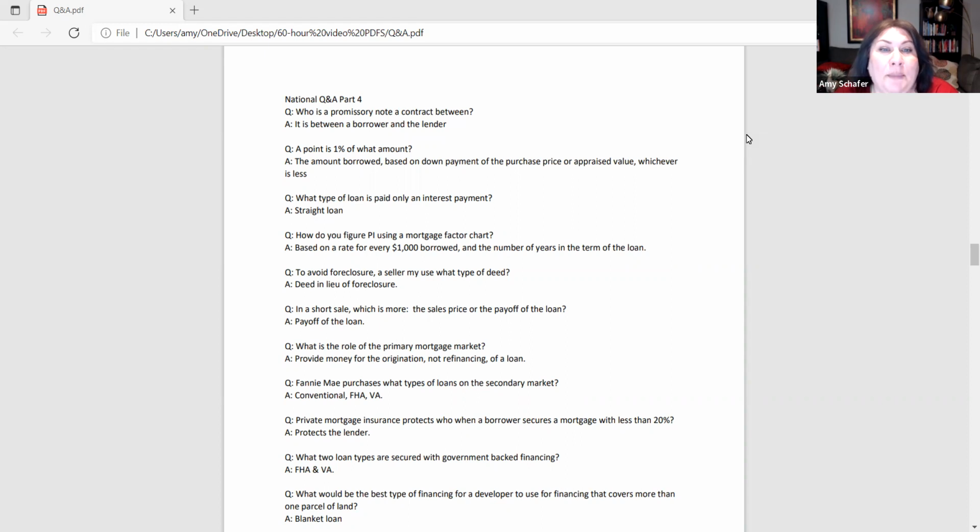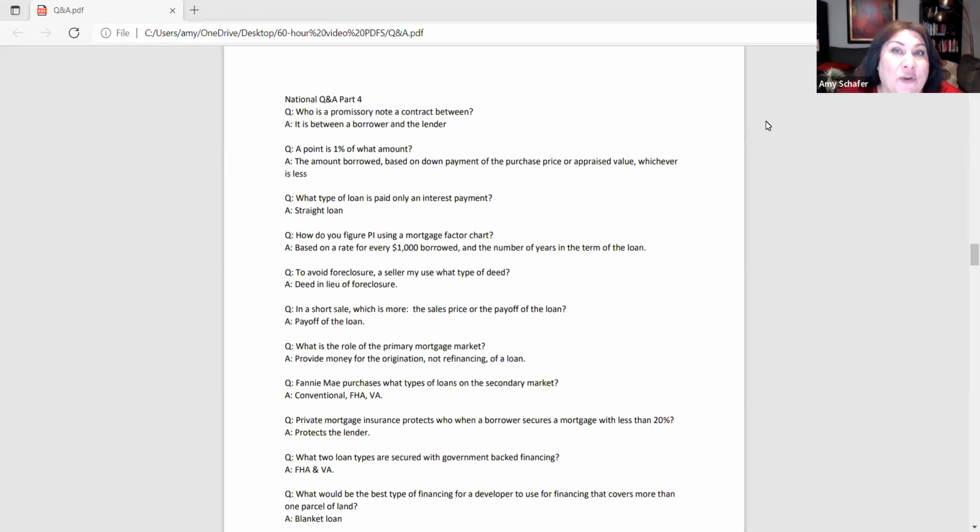A point is 1% of what amount? This is around discount points, and a discount point is 1% of the amount borrowed. Now, how do we calculate the amount borrowed? Well, we take the loan to value, which is the amount the borrower or buyer is putting down as a down payment versus the amount that they're borrowing. So you might see a 90% loan to value. That means they are putting 10% down. They are borrowing 90%.